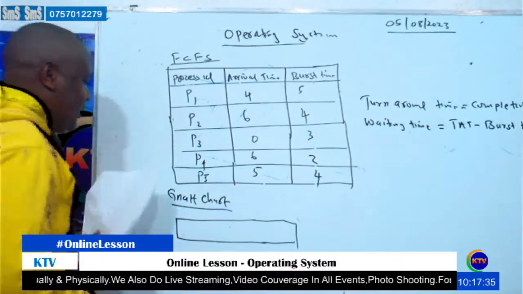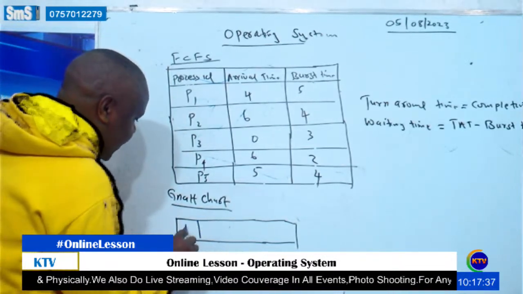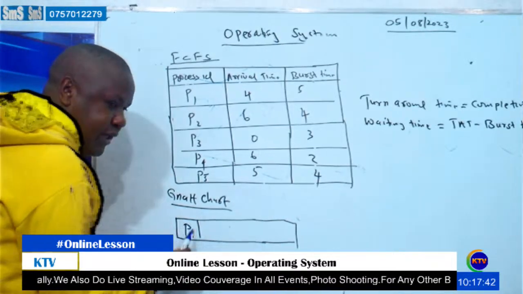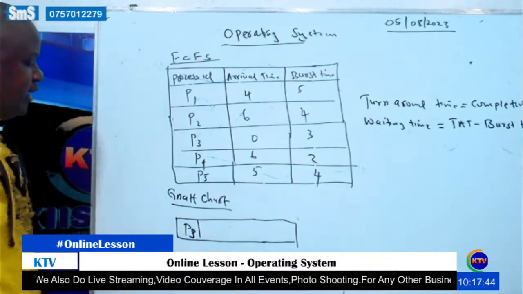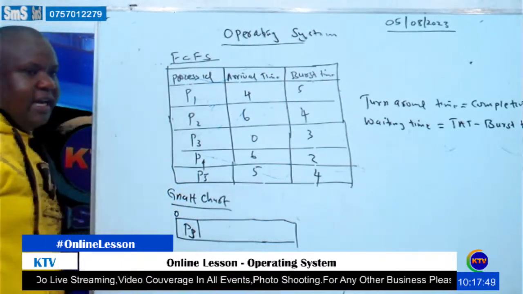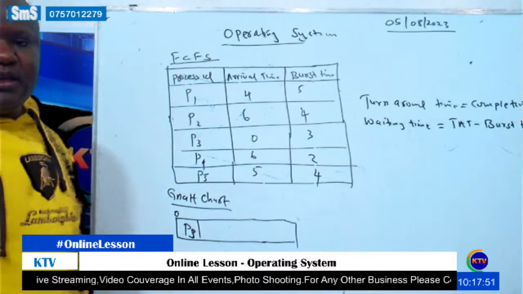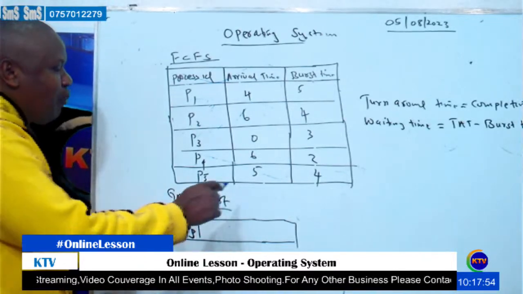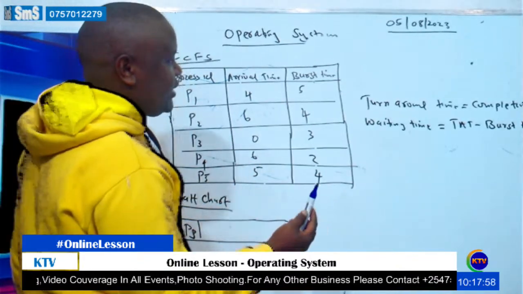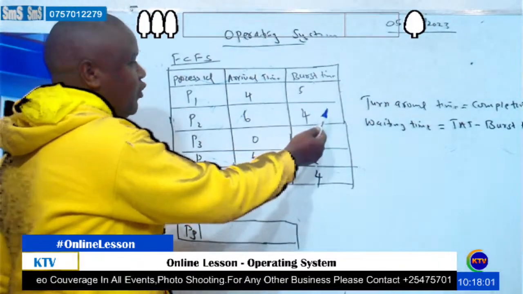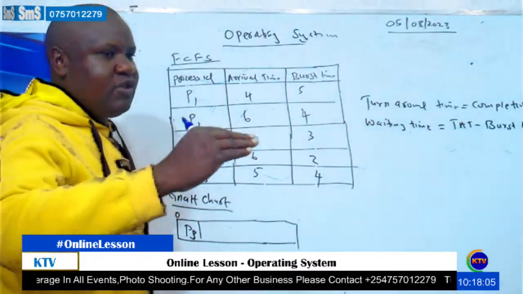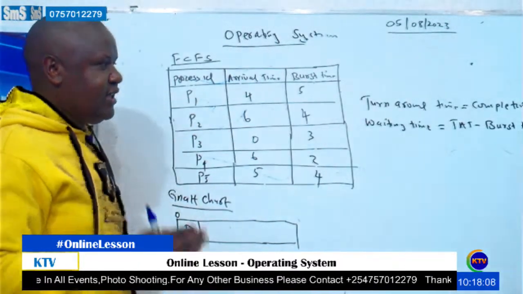So in this case, you just come here and indicate process 3. The arrival time for process 3 is time 0. And what is the completion time for process 3? In this case, we look at the burst time, because we have said that the burst time is the amount which the process is going to take to be executed in the CPU.